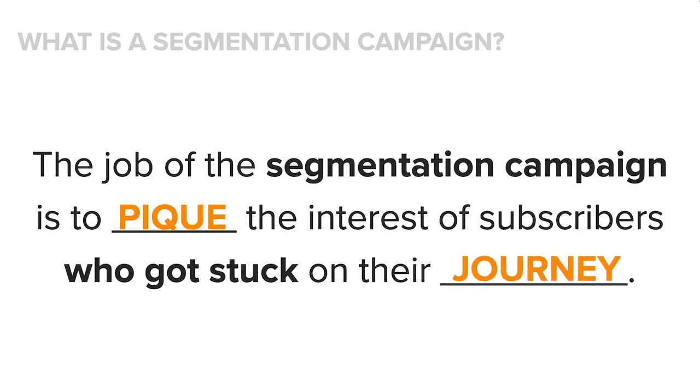So what we're looking to do with any segmentation campaign is to pique the interest of subscribers who got stuck on their journey, right? We need to become interesting again. We need to remind them why they got excited in the first place, or tell them what they should be excited about. If you've become an authority, if you're a trusted source in your subscriber's life, sometimes it's not piquing the interest because they know it. It's piquing the interest because you're telling them that it should be interesting. It should be relevant right now.